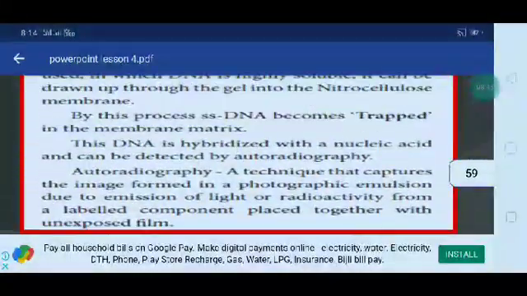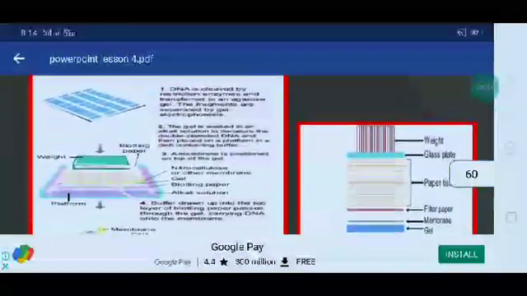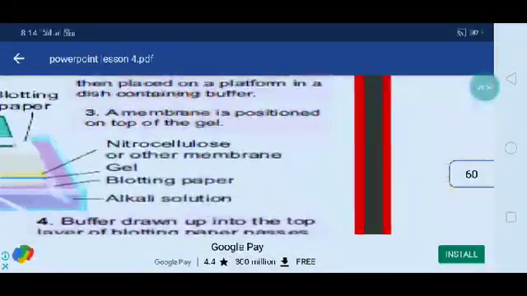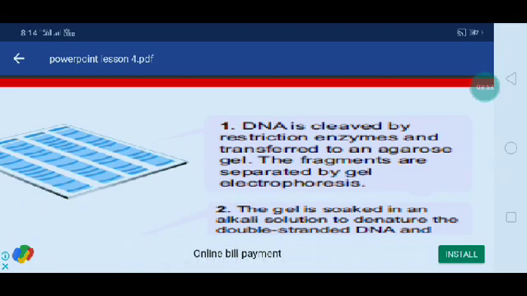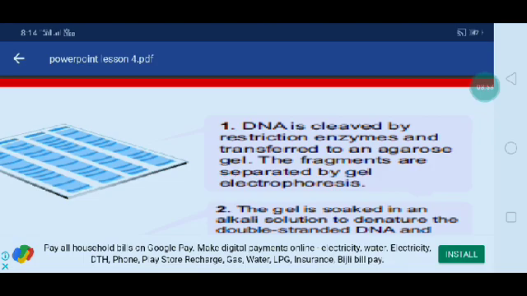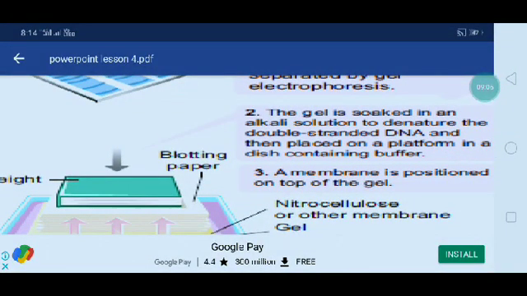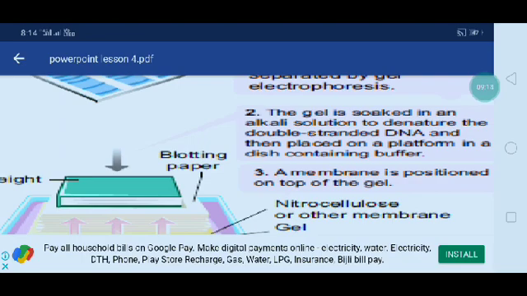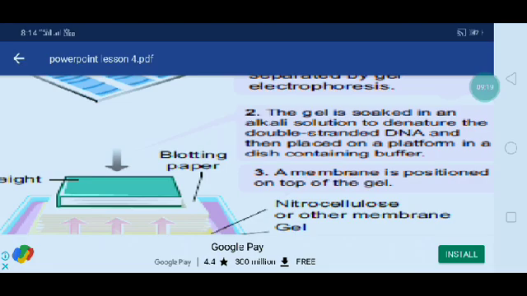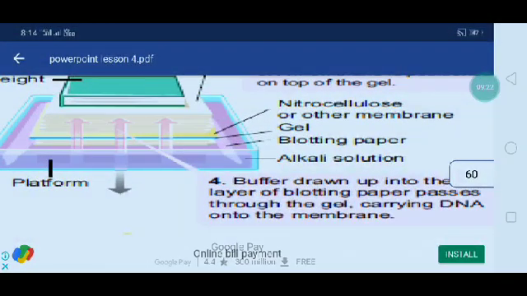These are the steps involved in Southern blotting. DNA is cut by restriction enzymes and loaded onto an agarose gel. The fragments are separated by gel electrophoresis. The gel is soaked in an alkaline solution to denature the double-stranded DNA and then placed on a platform in a dish containing buffer. A membrane, nitrocellulose or other, is positioned on top of the gel.